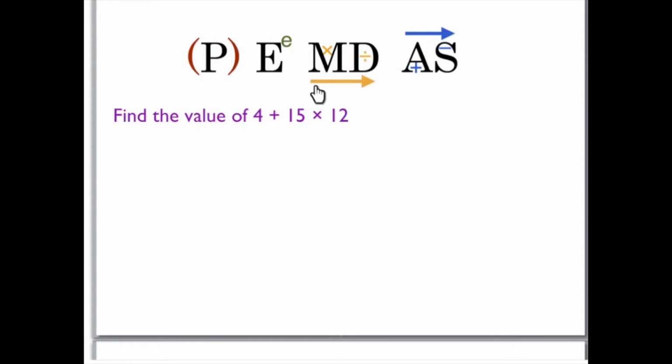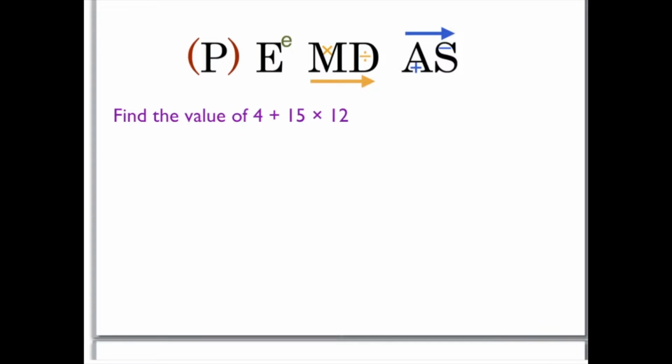Then we look for multiplication and division from left to right, which means if division comes first on the left, then we do that. If multiplication comes first on the left, then we do that. And finally, we finish off with addition and subtraction, also from left to right. Let's take a look at these examples, and hopefully you'll get a better idea of how they work.